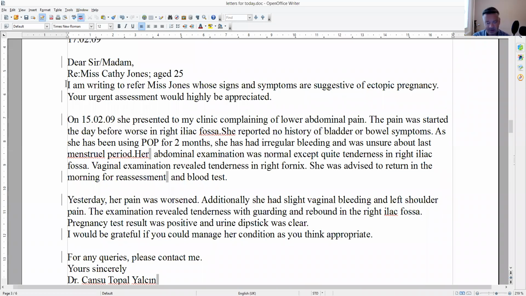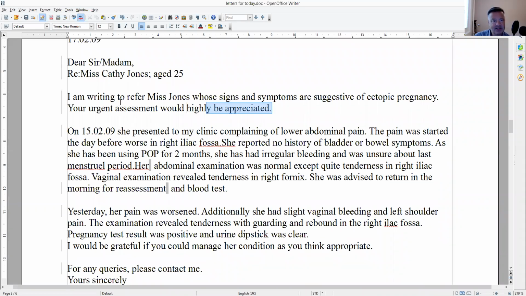Oh dear, what's this sentence? My favorite sentence: "would highly be appreciated." Well, actually, it should be "would be highly appreciated." But why would it be appreciated? By whom would it be appreciated? There's no need to highly appreciate anything or anybody.